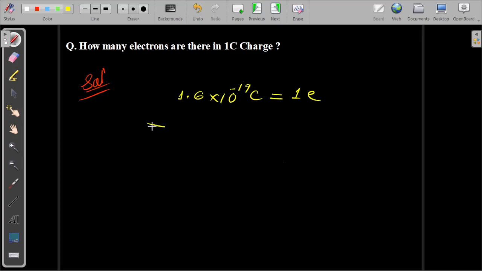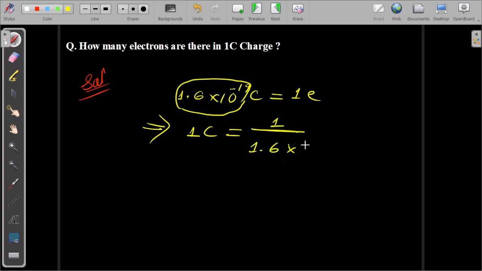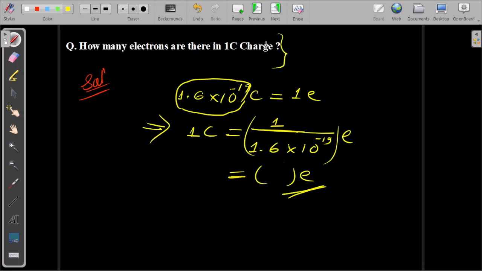Now you are asked how many electrons will be there in 1 coulomb. You simply send this number to the other side. On this side you will have 1 coulomb. On that side you will have this much value of electrons. You find out this value and that will be the result. This is easy, but you should know this. That's why I have shown this question.